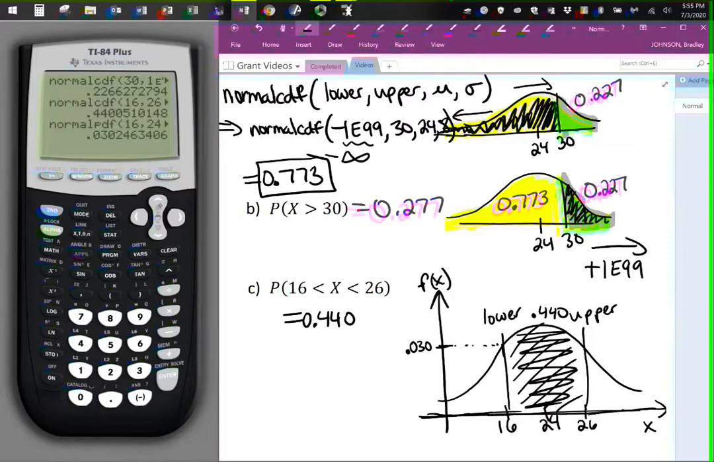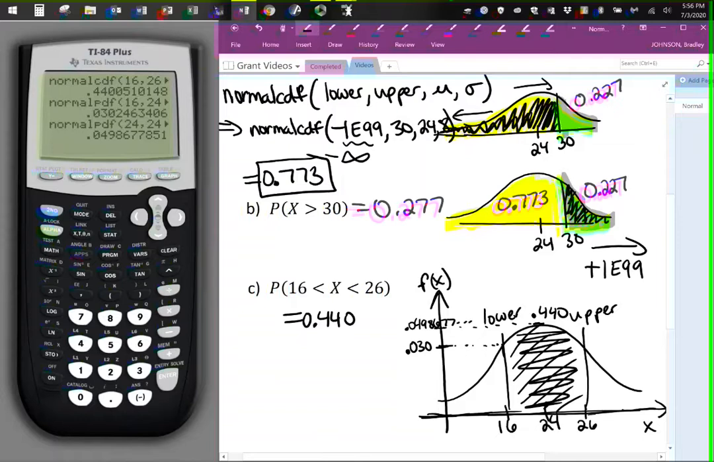And then if you wanted to, I can do this again by hitting second var, normal PDF. You can find the x value. Well, let's just try x value of 24. What's that height going to be? That's actually going to bring you to the peak, right? It'll bring you to the peak. But knowing these, 0.049867, blah, blah, blah, right?